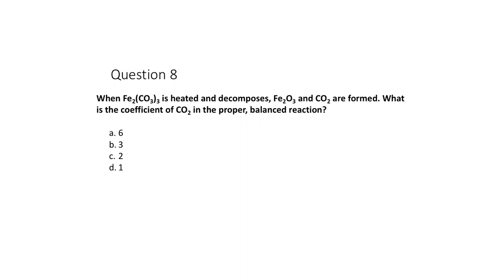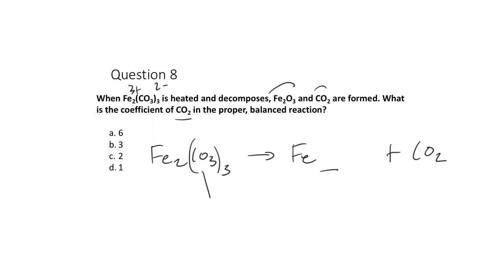When iron, well, that'd be 3 plus. So when iron(III) carbonate is heated, it decomposes into iron oxide and CO2. What is the coefficient in front of CO2 in the properly balanced reaction? So we'd have Fe2(CO3)3 reacting to form, let's leave this blank for just a second, plus CO2. We're pulling CO2 off, and then we're leaving behind the oxide ion, just like we had a CO3 2 minus, we leave O2 minus. So iron 3 plus and oxide 2 minus gives Fe2O3.